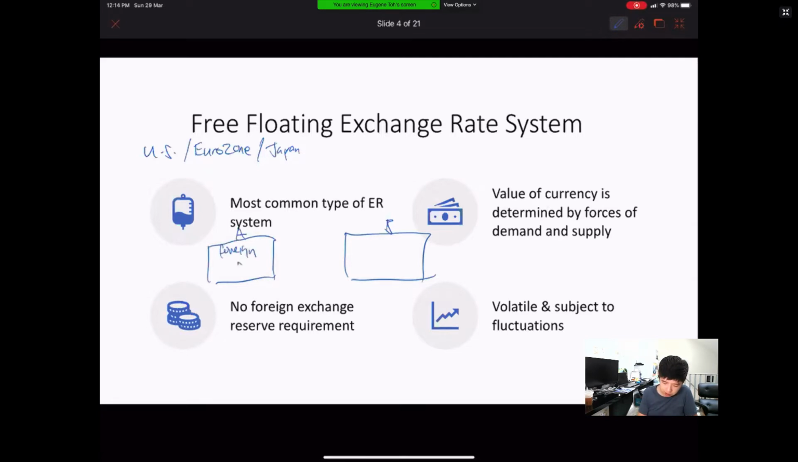Foreign exchange reserve means it's a piggy bank where you put all your non-domestic currency money. For example, you can put Chinese yuan, Japanese yen, euro, renminbi, rupiah, all kinds of foreign currency in it. This is called your foreign exchange reserves.